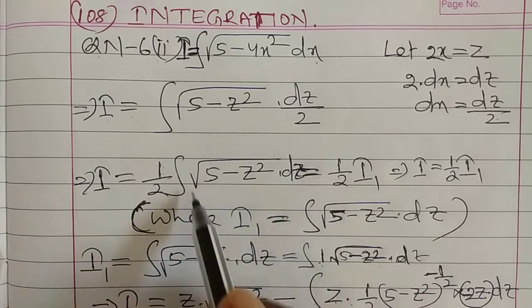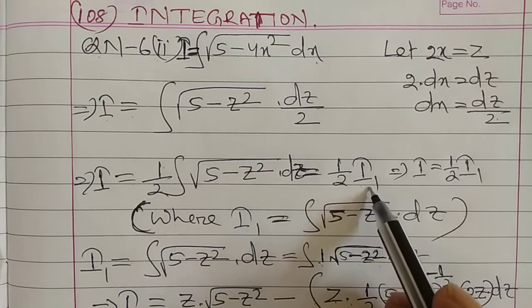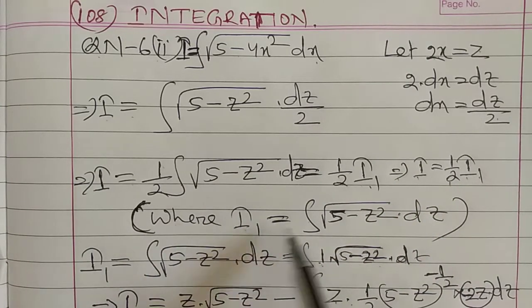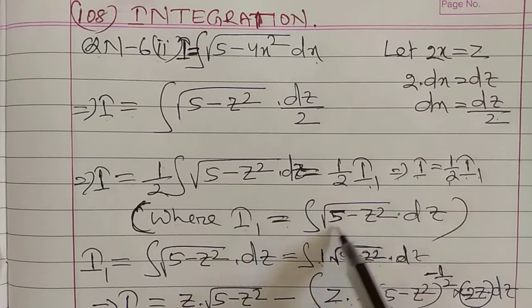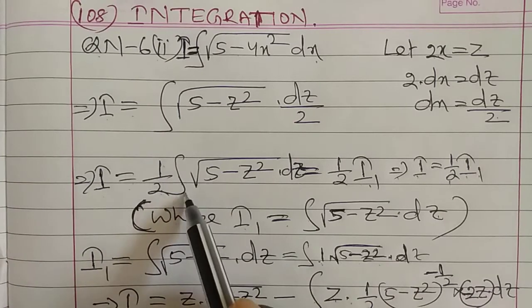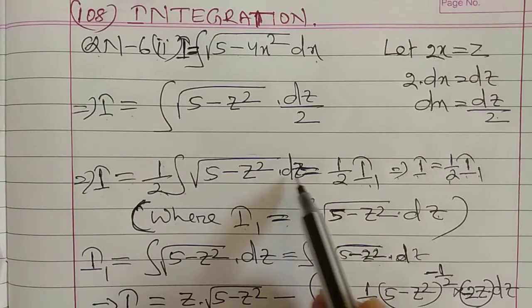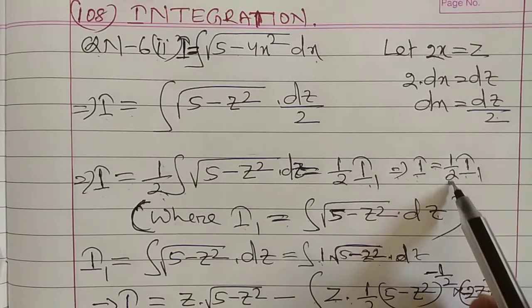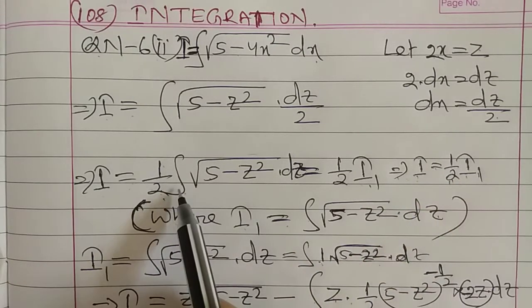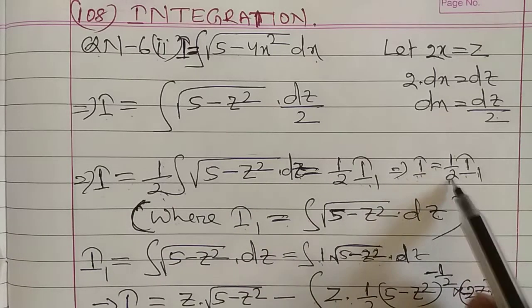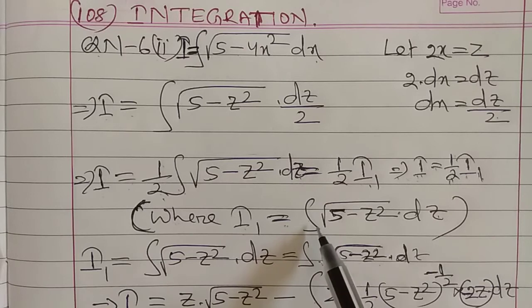So this is equal to 1 by 2 I1, that is, I is equal to 1 by 2 into I1, where I1 is equal to the integration of root over 5 minus z square into dz.